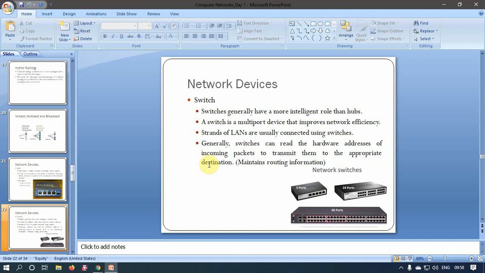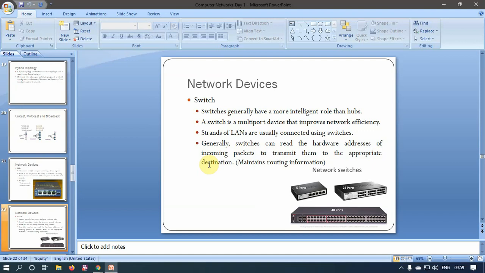A switch generally has a more intelligent role than hubs. How it is intelligent I will discuss. A switch is a multi-port device that improves network efficiency, and the strands of LANs are usually connected using a switch. Generally a switch can read the hardware address of the incoming packet to transmit it to the appropriate destination. As discussed in the lab class by Pinaki sir, a computer has two kinds of addresses: a physical address and a virtual address. The physical address is the MAC address, and the virtual address in this case is the IP address, right?